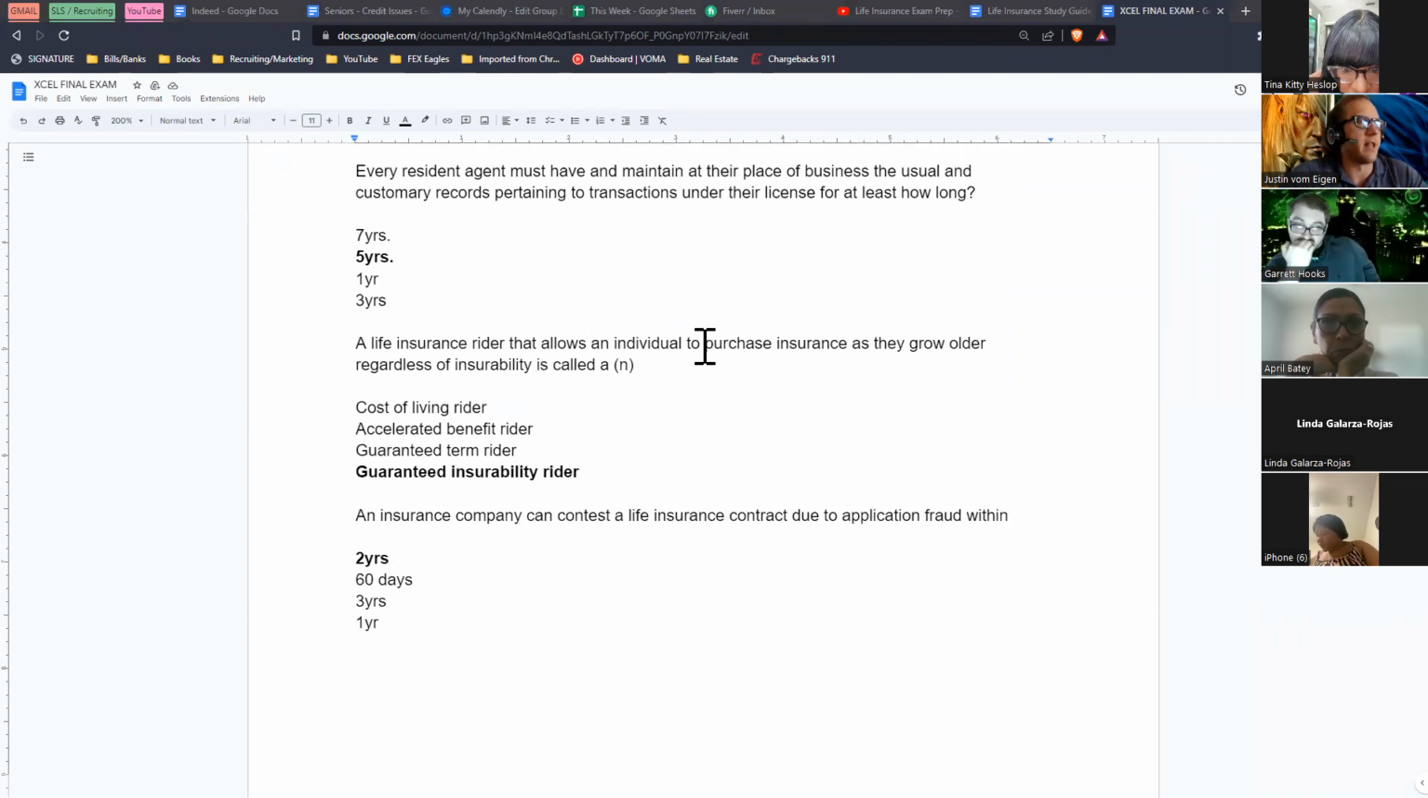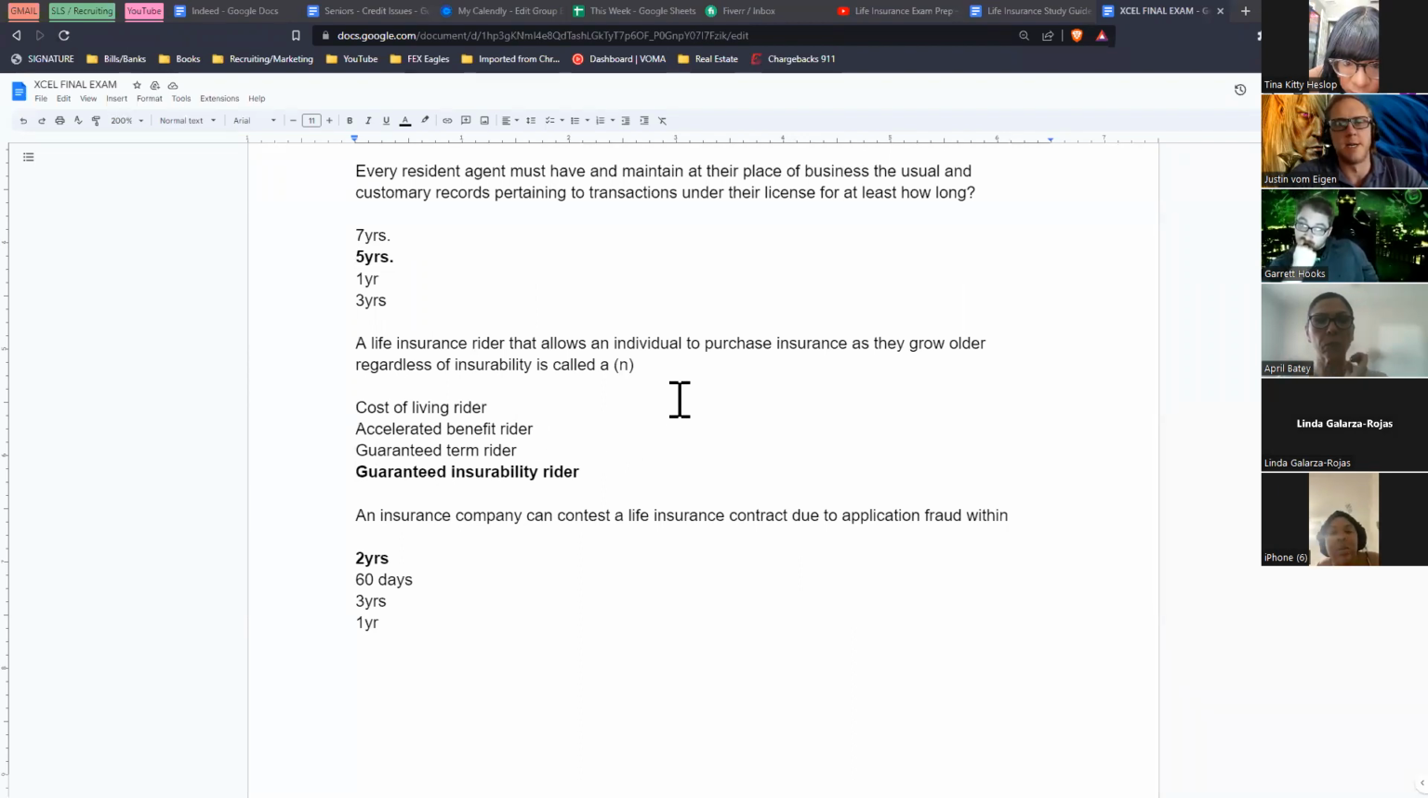A life insurance rider that allows an individual to purchase insurance as they grow older, regardless of insurability, is the guaranteed insurability rider, okay? Cost of living rider will increase the death benefit based on inflation, okay? Because if you have a $1 million policy now, the $1 million won't be $1 million in 20 years, so it'll increase that. Accelerated benefit rider is where if someone's terminally ill, they can get the money advanced to them ahead of time, or if they have a medical condition where they can get some of the death benefit ahead of time.